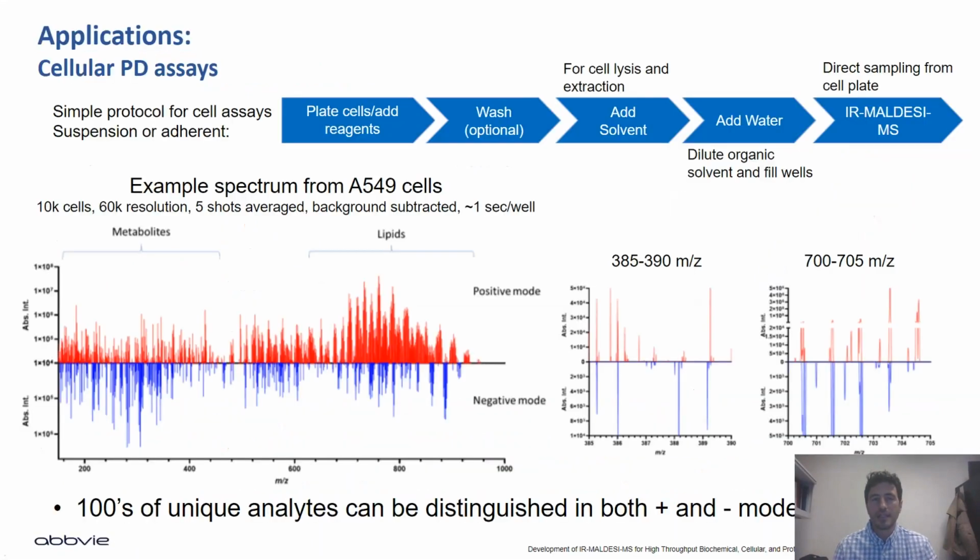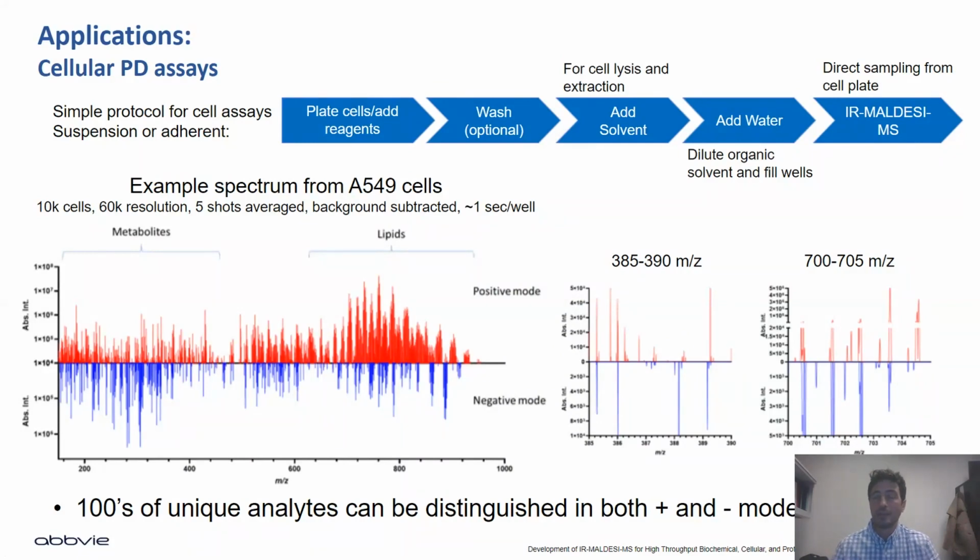So shifting focus to cell assays, we have simple protocols for both adherent and suspension cells. Briefly, we just plate the cells, do our normal assay. When it comes time for analysis, we wash, and that's optional. It only depends on whether what we are looking for in the cell is also in the media. If it's in the media, of course, we need to wash that away. If they're suspension cells, we just pellet the cells and then wash them. And then for lysis and extraction, we just add solvents. Typically we had 20 microliters of methanol, let it sit for 30 minutes, and then we add 80 microliters of water to fill up the wells, and then we analyze by IR-MALDESI.